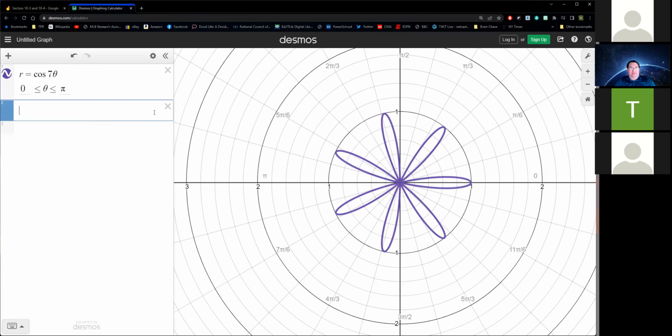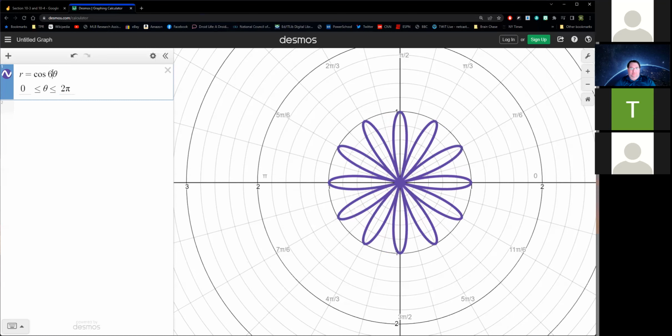Because the odd ones, if we look right here, so I change that from pi to 2 pi, they're just on top of each other. So you technically have 14 of them there, but they're on top of each other. Where if you look at the 6 pi one, if I get rid of that, you lose half of them, because it fills in the other half.